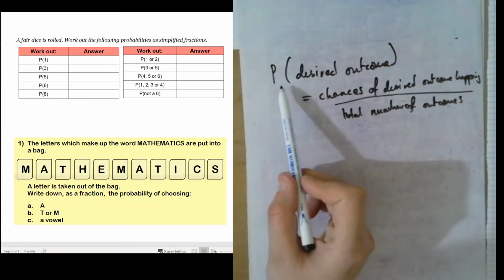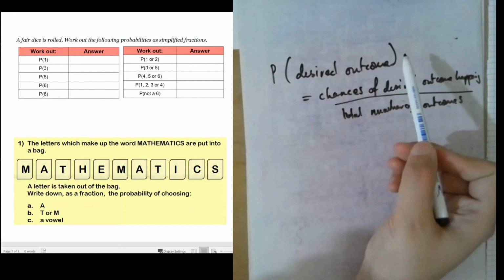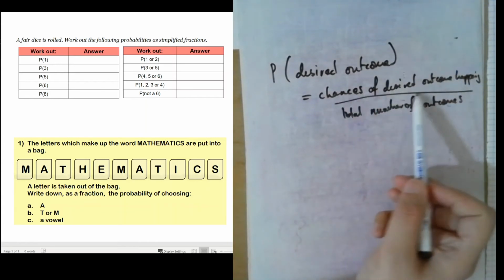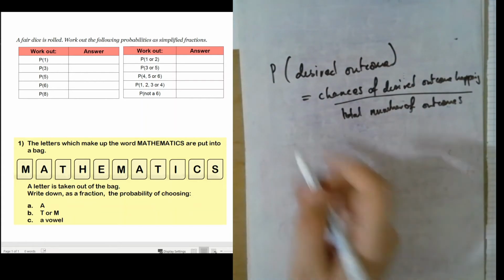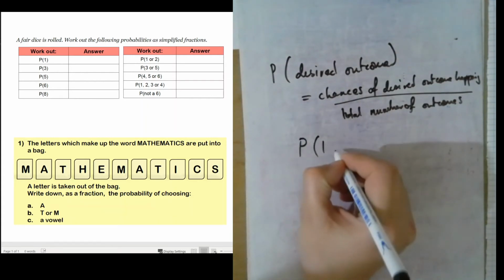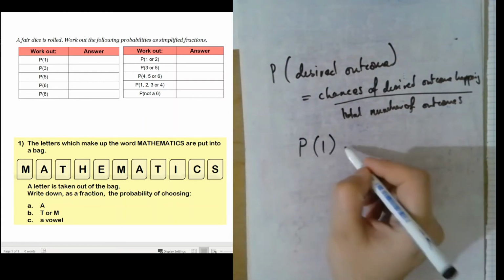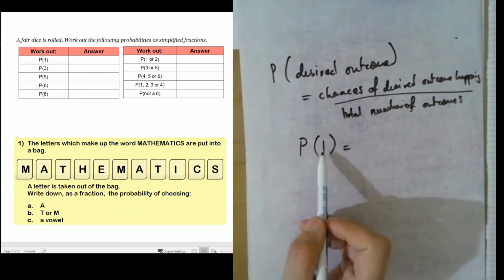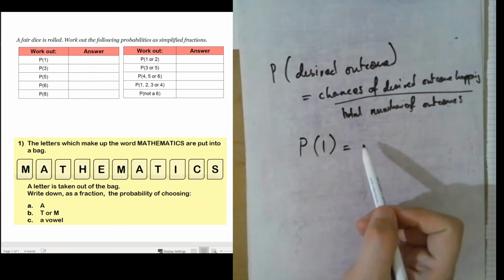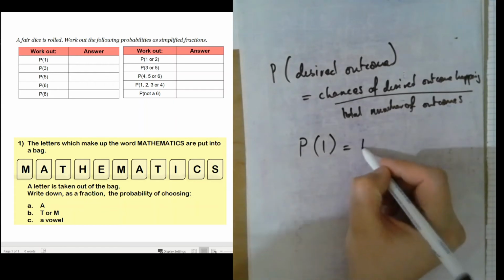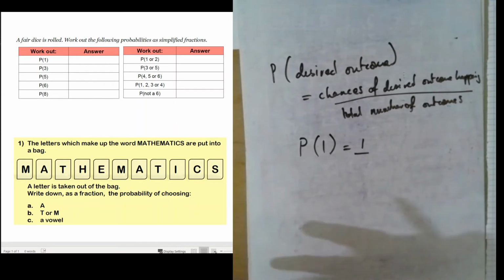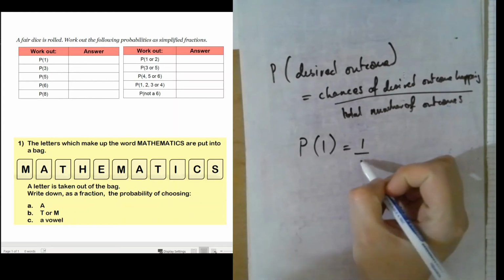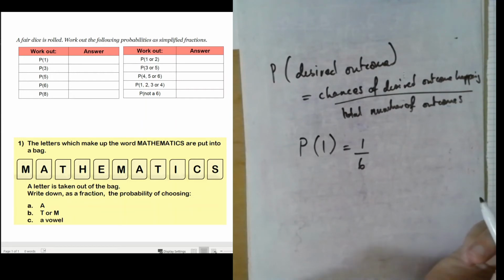So when you have the probability of a desired outcome, you have the chances of the desired outcome happening all over the total number of outcomes. That's exactly what we were doing when I said the probability of getting a 1. The desired outcome is to get a 1. How many chances do I have of getting a 1? Well, I only have one 1 on a dice, right? And how many chances do I have of any outcome on a dice? Well, there are 6 faces, so there are 6 different outcomes that could happen.